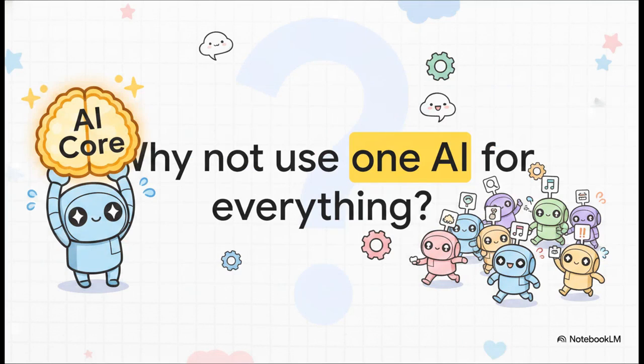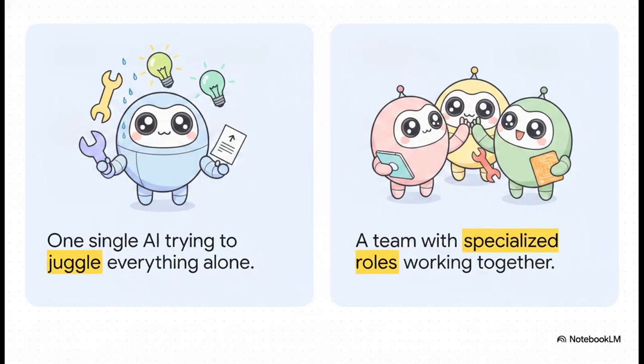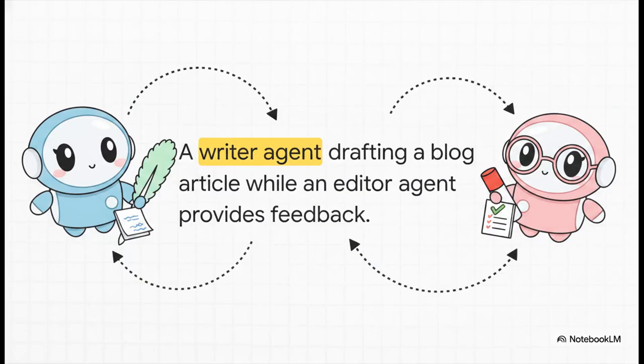So that raises a question. Why not just use one massive AI to do absolutely everything for us? Well, just like human teams, a specialized crew of AIs gets way better results than one overloaded bot. Picture a dedicated writer agent collaborating perfectly with a strict editor agent to crush a shared goal.